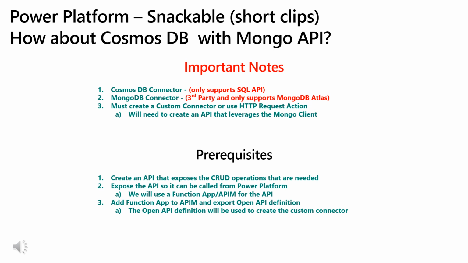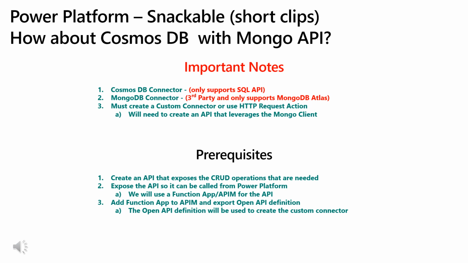First and foremost, the CosmosDB connector, which is a premium connector, only supports using CosmosDB with SQL API. Also, the third-party MongoDB connector only supports using the managed version of MongoDB, which is Atlas. So you can't use it if you're planning on using the Mongo API with Cosmos DB. So what does this mean?